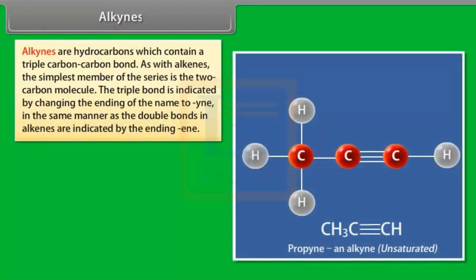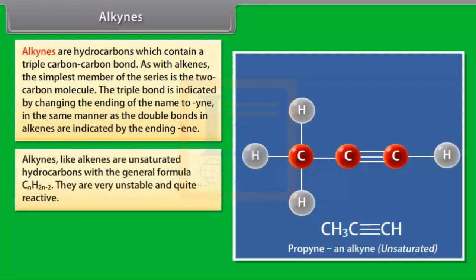Alkynes. Alkynes are hydrocarbons which contain a triple carbon-carbon bond. As with alkenes, the simplest member of the series is a 2-carbon molecule. The triple bond is indicated by changing the ending of the name to "-yne", in the same manner as the double bonds in alkenes are indicated by the ending "-ene".